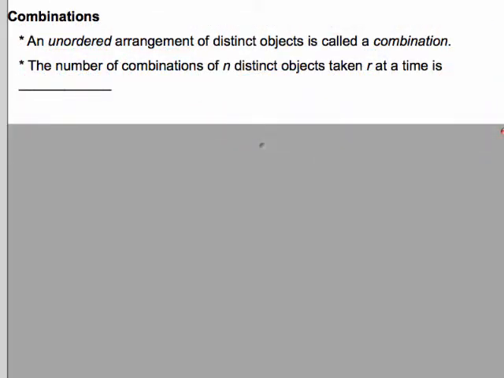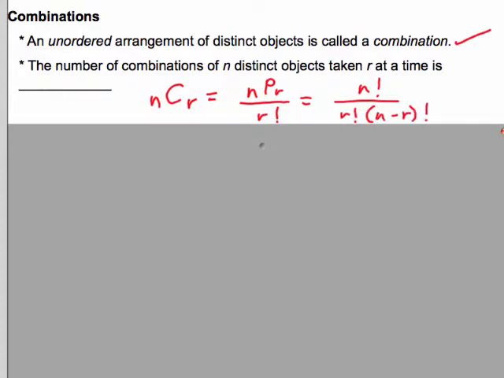And so just to generalize, an unordered arrangement of objects is called a combination, whereas an ordered arrangement of objects was a permutation. And we can get the number of combinations of n objects chosen r at a time by taking the number of permutations of n objects picked r at a time and dividing by r factorial, which will take away the repeats of the orders of those r items. And that can be reduced to n factorial over r factorial times n minus r factorial. And just as with nPr, you will find nCr on your calculator.